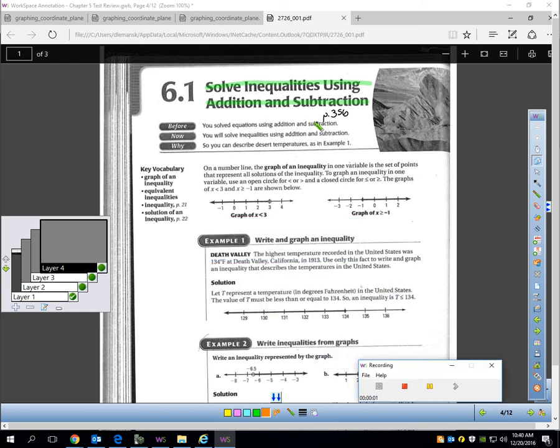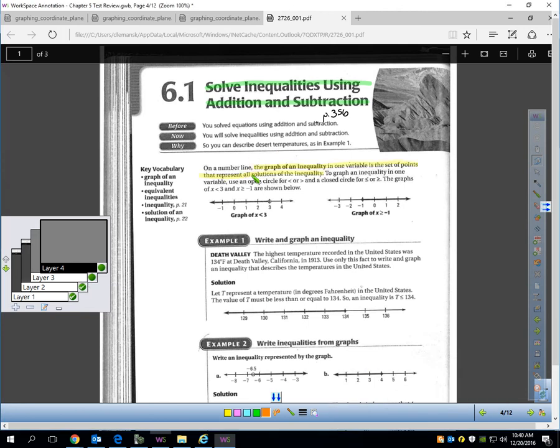This is lesson 6.1, page 356. This is entitled Solving Inequalities Using Addition and Subtraction. On a number line, the graph of an inequality in one variable is the set of points that represent all solutions of the inequality.